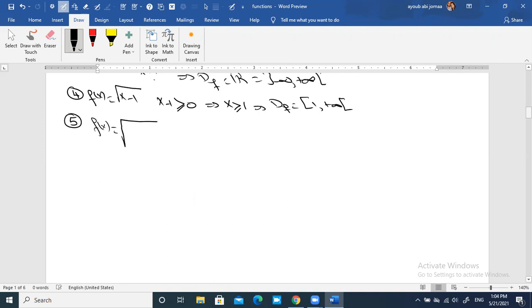Radical of negative x plus 3, over x plus 2. What is the condition here? x must not be equal to negative 2, because of the denominator. Okay, x should not be equal to negative 2.